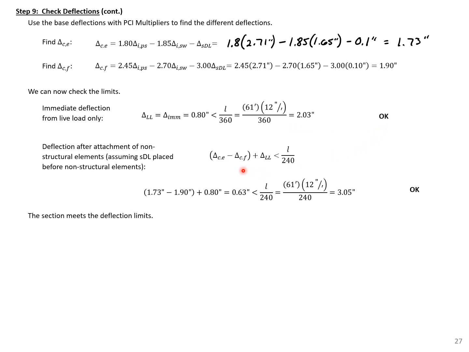Next, we need to check the deflection after the attachment of all of our non-structural elements. So we can plug in our values from the equation here from PCI, and plugging them in, we'll get a deflection of 0.63 inches. And this is less than L over 240, which is 3.05 inches. So our section meets the different deflection checks.